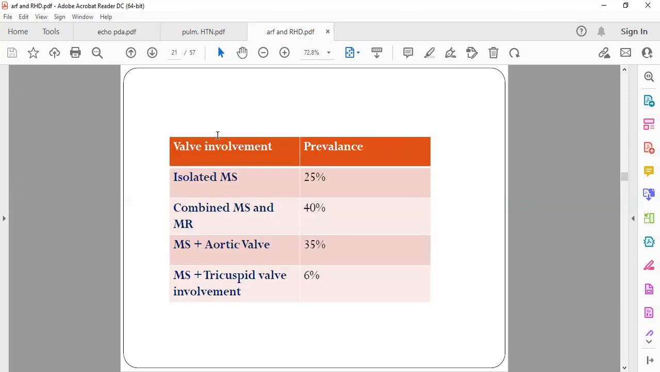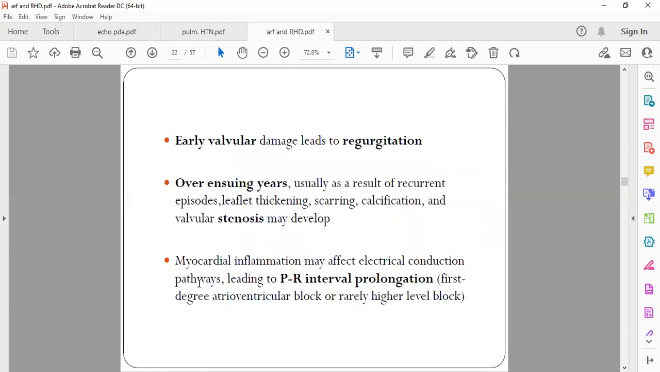Prevalence-wise, isolated MS, that is mitral stenosis, is 25%. The most common presentation is combined mitral stenosis and mitral regurgitation, seen in around 40% of cases. Mitral stenosis plus aortic valve involvement has been seen in 35% of patients, and mitral stenosis plus tricuspid valve involvement is very rare, that is 6% of cases.